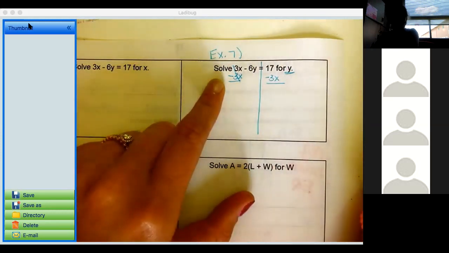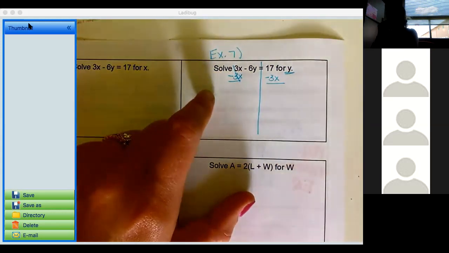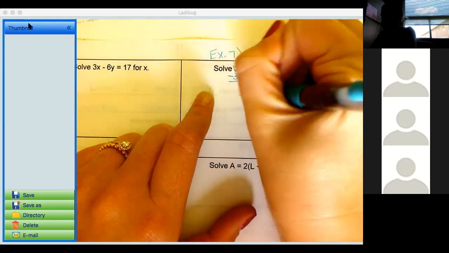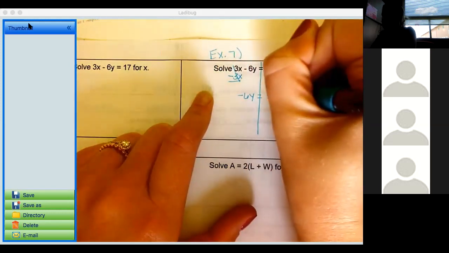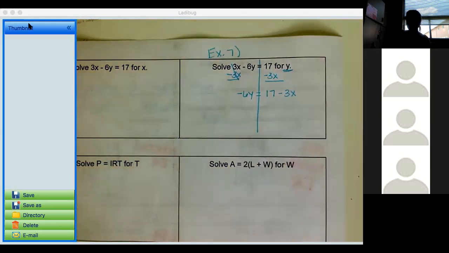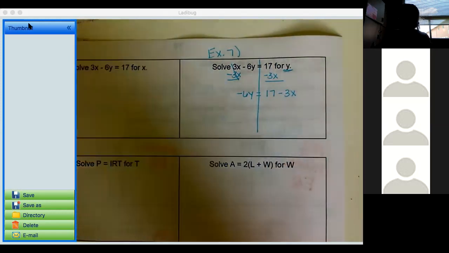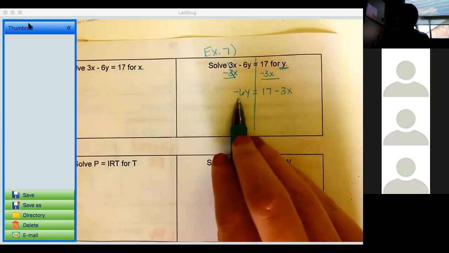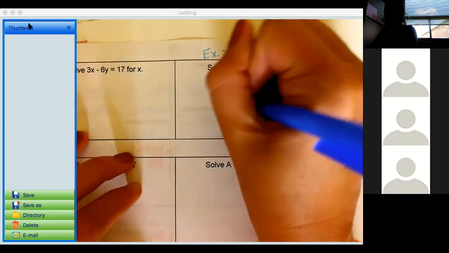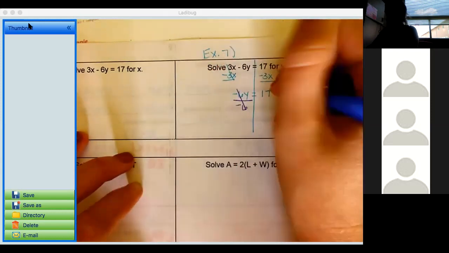We okay with that? All right, so what am I left with? Good. Negative 6y equals 17 minus 3x. Jordan, you okay with that? Okay. And now, what do I need to do to get y? How do I get rid of this negative 6? Divide it. Good. Just like we've been doing. Divide by negative 6 because they're touching.